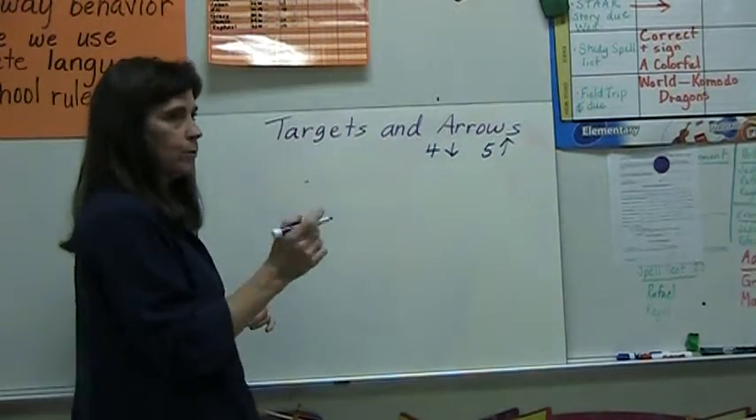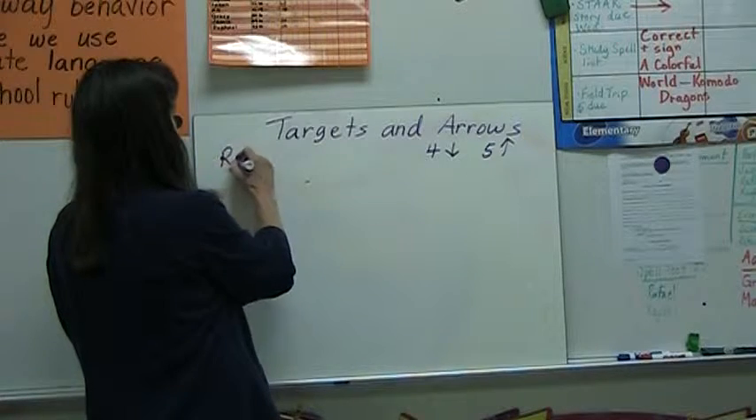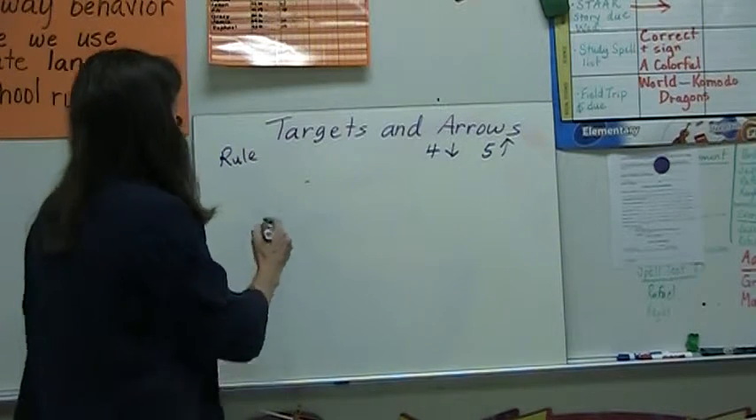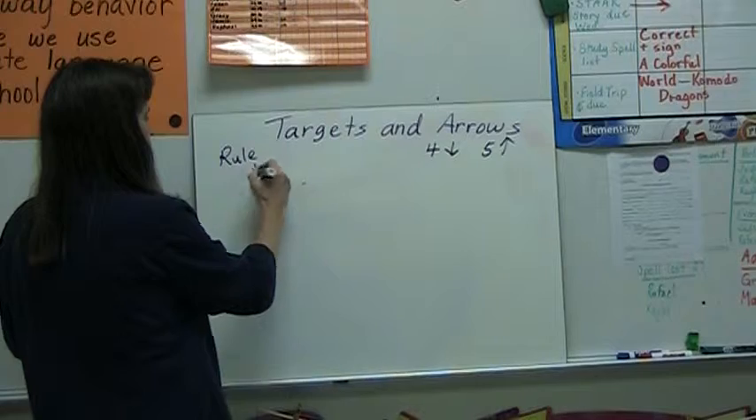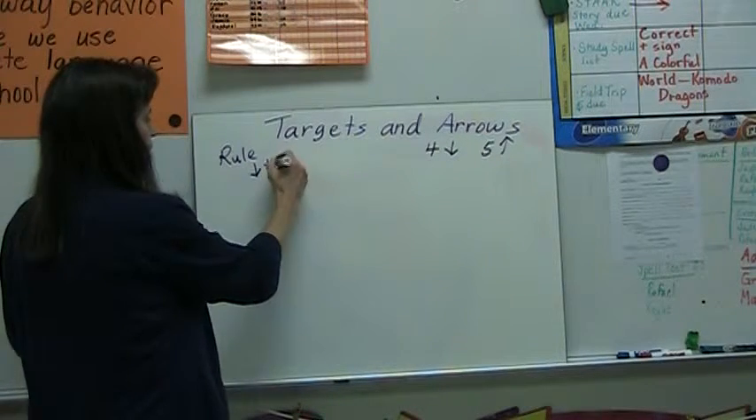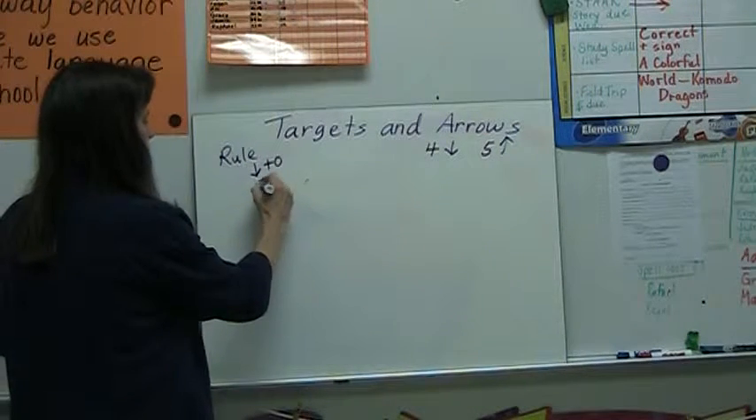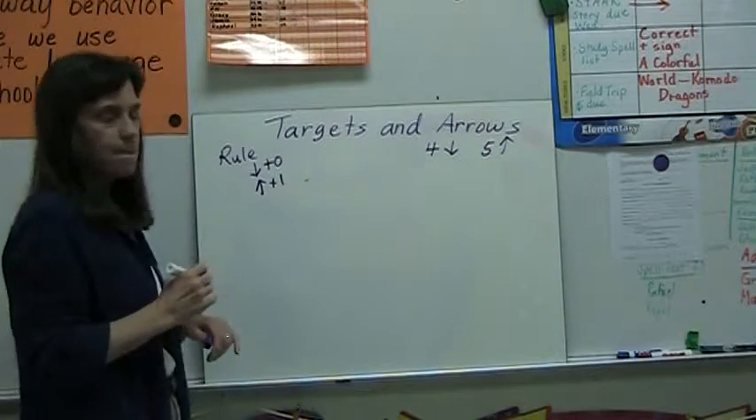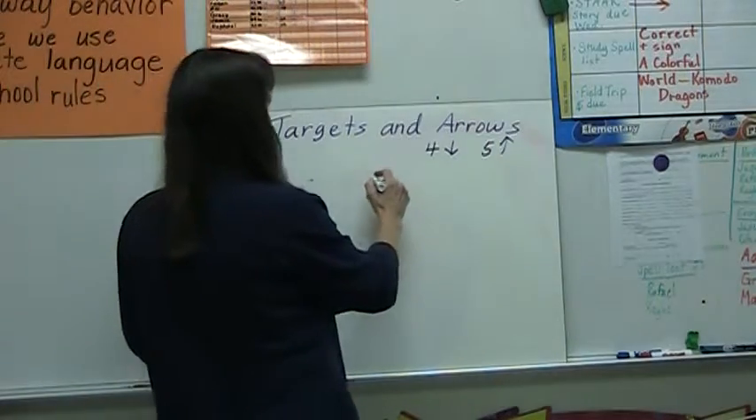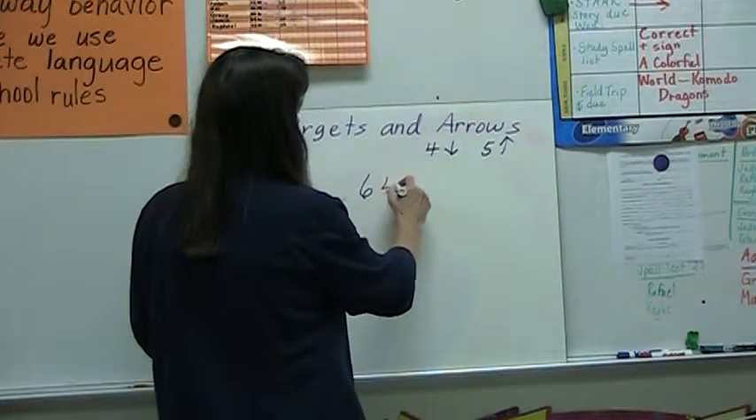And there's another rule we're going to use. We're going to write the rule over here. If you round down, you're going to add 0. If you round up, you're going to add 1. All right, let's just say our number is 64.